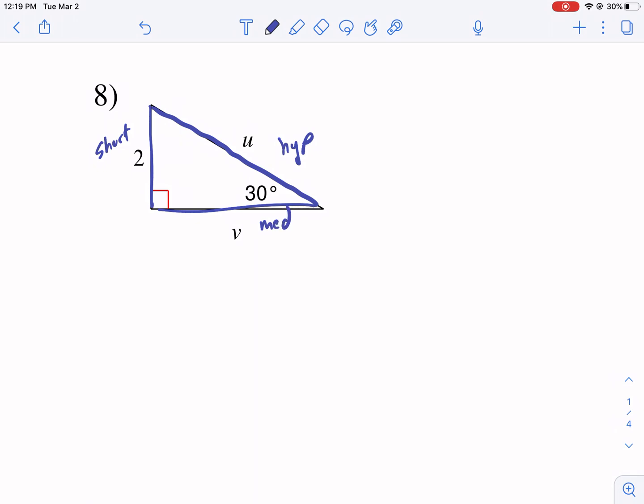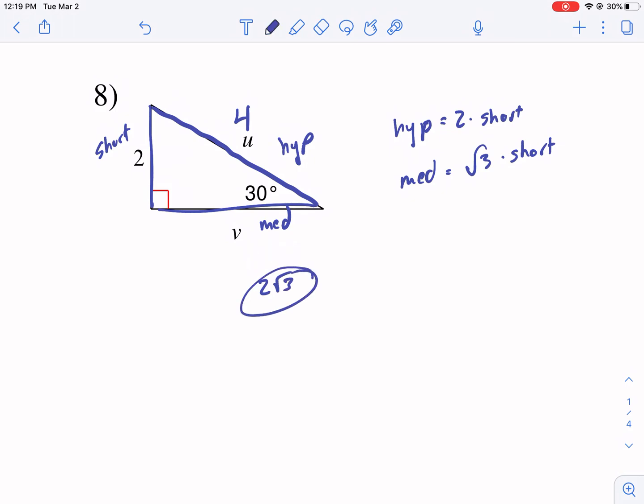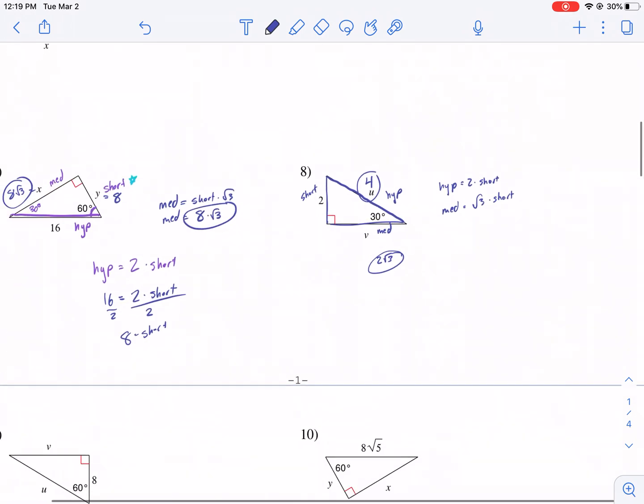Okay, to get our hypotenuse from the short side, hypotenuse equals 2 times the short side. So this is going to be 2 times 2, which is 4. So U is equal to 4. And to get our medium side, we do the radical 3 times the short side, or short side times radical 3. So we get 2 times radical 3, or 2 radical 3. And that's going to be our answer. So we have our 2 answers there. Okay, so that's 30, 60, 90.